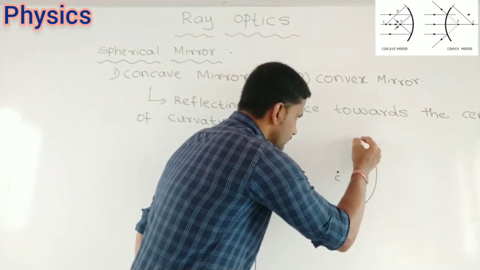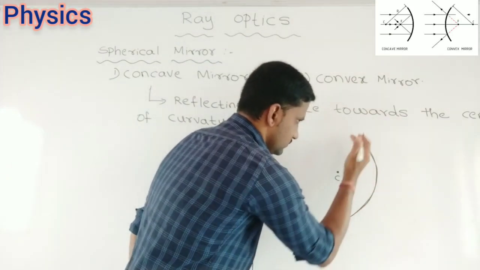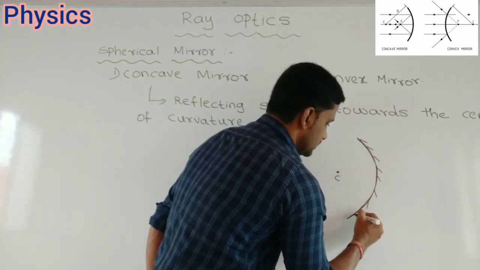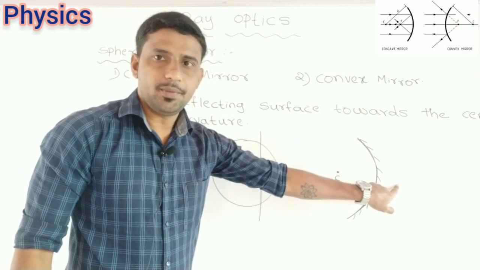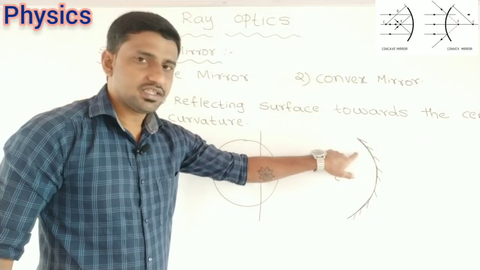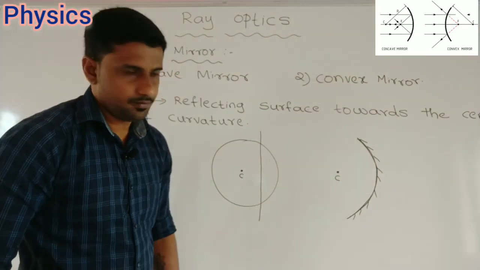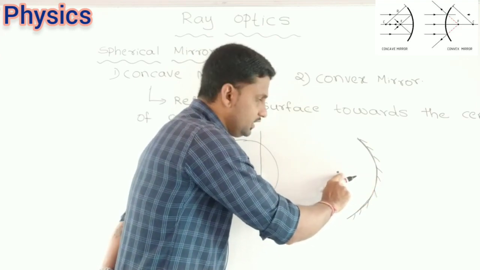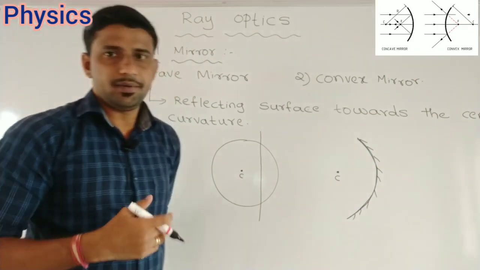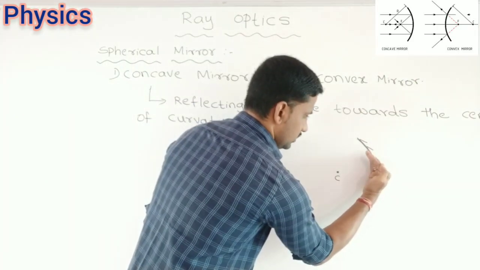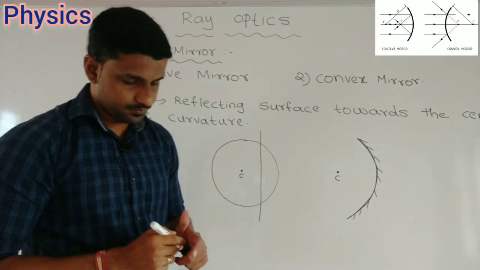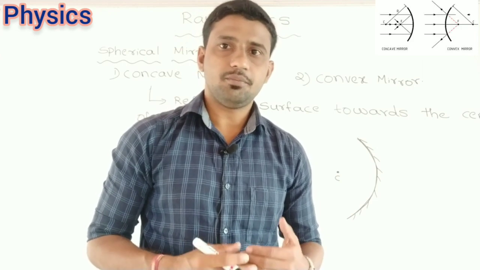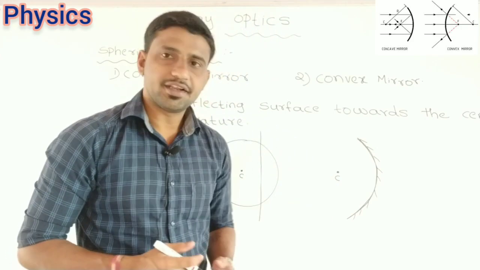So this is the reflecting surface, and the other surface is opaque. That means it is the non-reflecting surface, or the painted surface. So this is the representation of a concave mirror. Here the reflecting surface is towards the center of curvature and the other surface is painted or opaque. Like this we represent the concave mirror. Now we will discuss some terms related to the concave mirror.